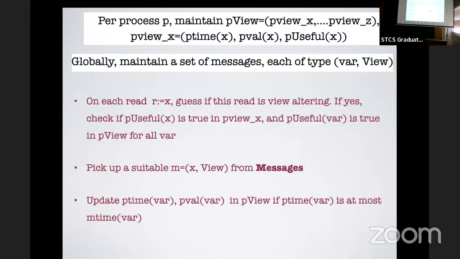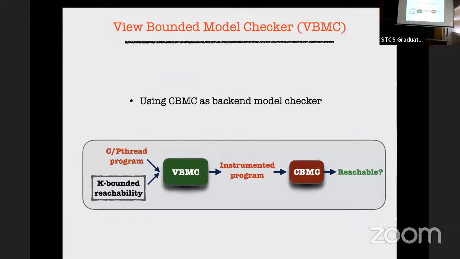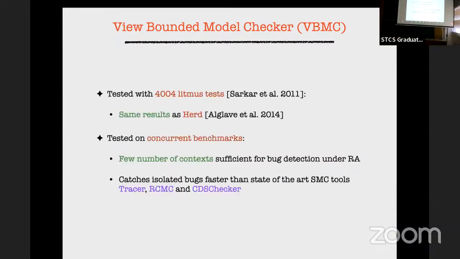So we implemented this view bounding. We developed a model checker called the view bounded model checker. We did a code-to-code translation so that we get a corresponding program that is interpreted as bounded context switching under sequential consistency. We used off-the-shelf tools which can do this analysis, and then we looked at all the known benchmarks.